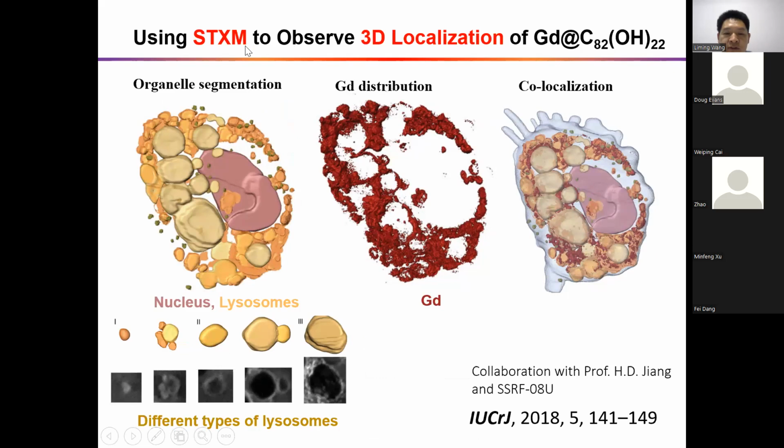Because we use the STIGSOM and the CDI, we can detect the electron density of the samples. Different organelles, such as the nucleus, endosome, lysosome, and mitochondria, have different electron densities, so we can distinguish different organelles. Then based on X-ray XRF imaging, we can show the distribution of elements. Combined together, we can know the colocalization of elements at the 3D level to show the distribution.